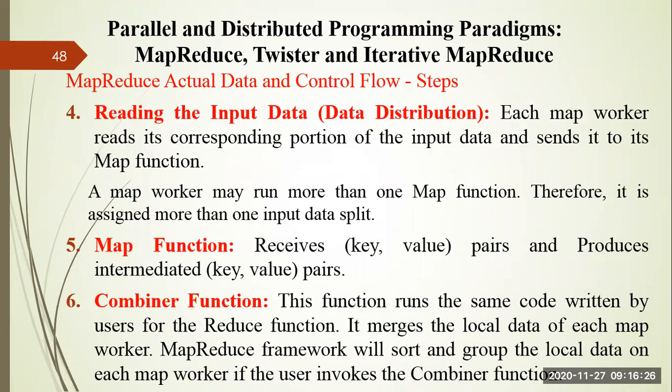The fourth step, starting from the map worker, is nothing but reading the input data, or we call it data distribution. Here, each map worker reads its corresponding portion of the input data. You have circulated everything, so whichever work you have assigned to the map worker, that map worker is going to solve that one.